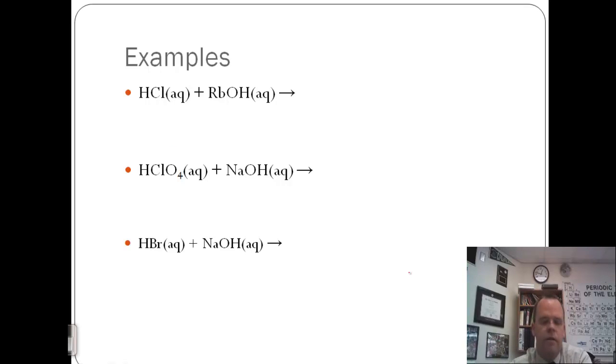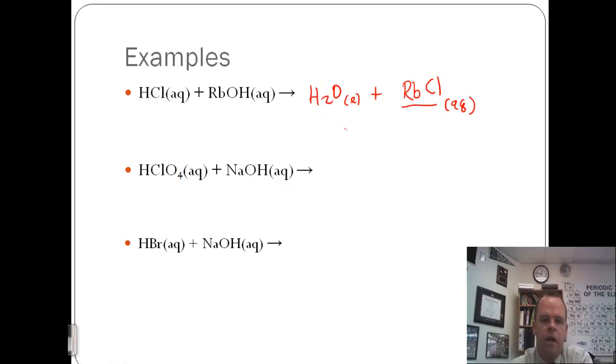HCl plus RbOH. HCl, hydrochloric acid, rubidium hydroxide. We're going to switch partners, so our products will be H2O, liquid, and RbCl. RbCl, we know chlorine is aqueous with everything other than lead, silver, mercury. So this will be our ionic salt.